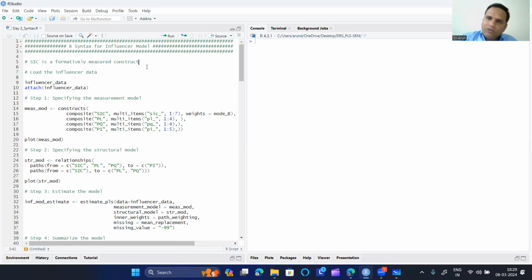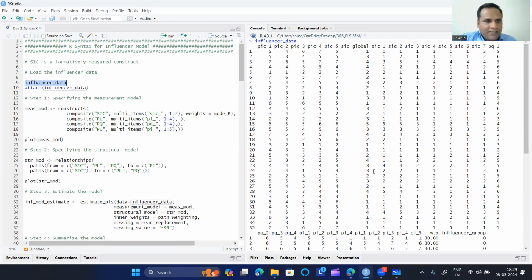For my understanding, I have written line number 5: SIC is a formatively measured construct. We did see in the model and we did see the items. It is a formatively measured construct. So let's load the influencer data. If you simply type influencer underscore data, this is how the data is stored. Simply run line number 9, and you'll find that the data is here.